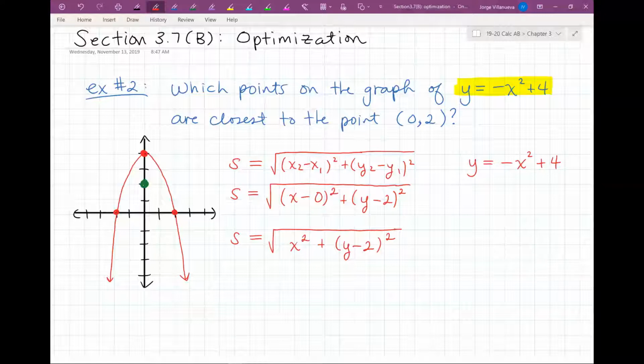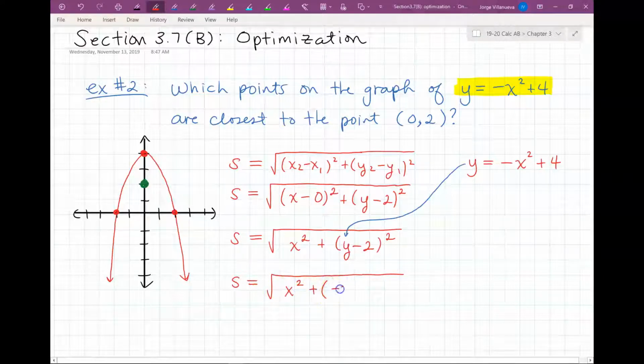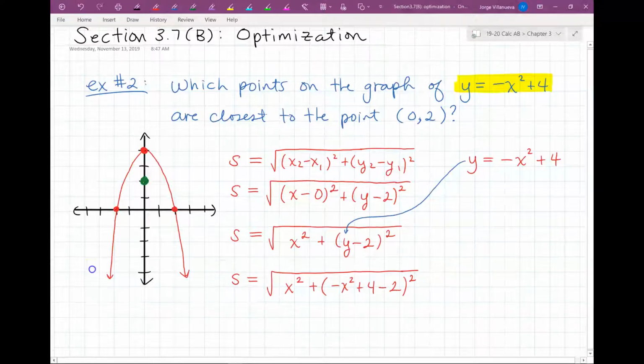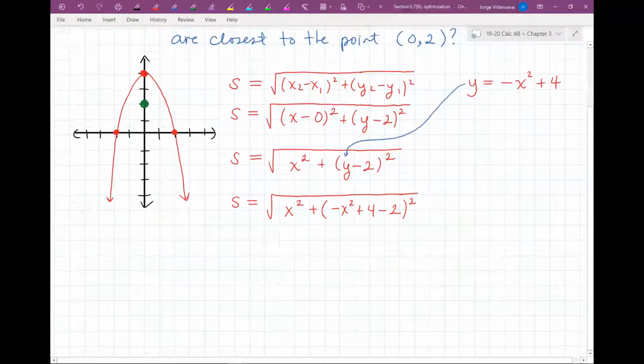Now, you want to take a derivative of s, but we still have 3 variables, right? So this is where that other equation comes into play, because that other equation can be plugged in right there. And when I do that, then everything is in terms of s's and x's, right? So let's go ahead and plug that in. s is equal to the square root of x squared plus negative x squared plus 4 minus 2 squared. And I'm going to simplify this.